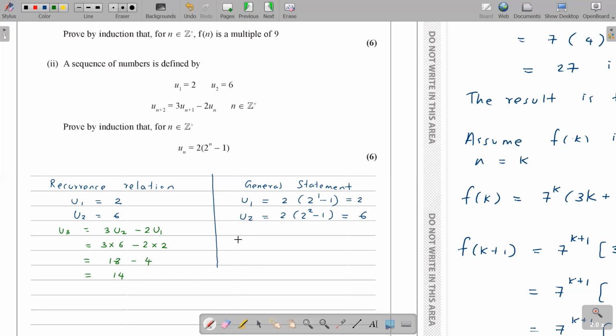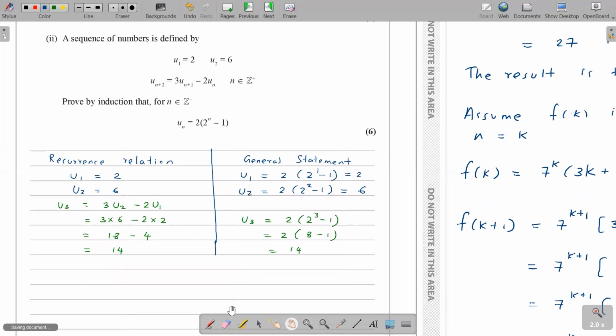Okay, let's see whether we can get the same answer from the general statement. So I have to get the third term from the general statement. How do I get the third term? u3 equals 2 times 2 to the power 3 minus 1. Because to get the third term directly, you have to use n as 3 here. I just need to match the terms, the third term from here and the third term here. So 2 times 2 to the power 3 is 8. 8 minus 1 is 7. 7 times 2 is 14. So as you can see, the general statement and recurrence relation completely match. Can you see? Okay, so you can say the result is true for n equals 1, 2 and 3.